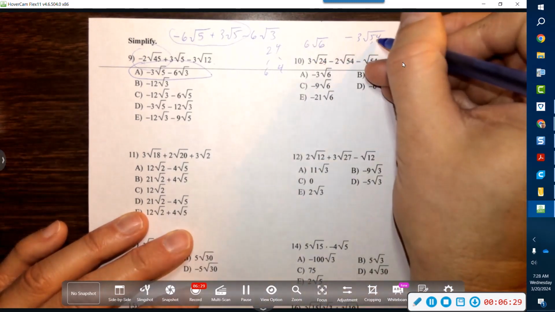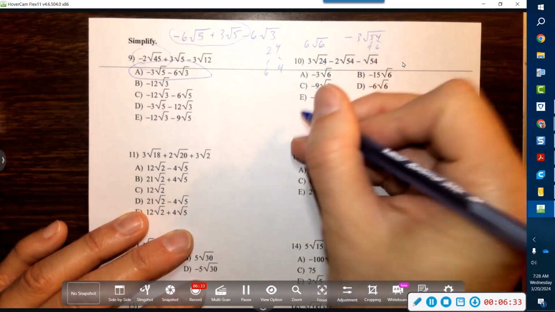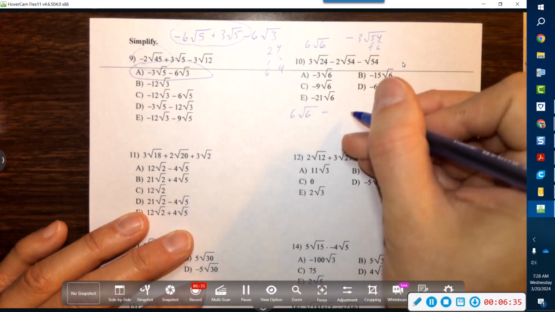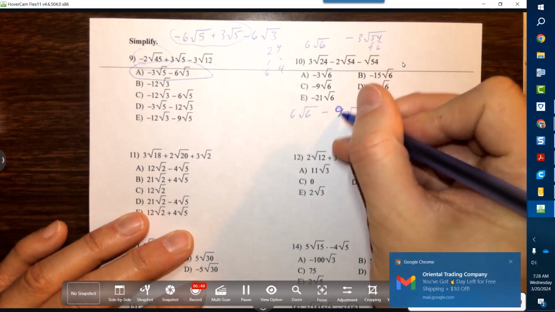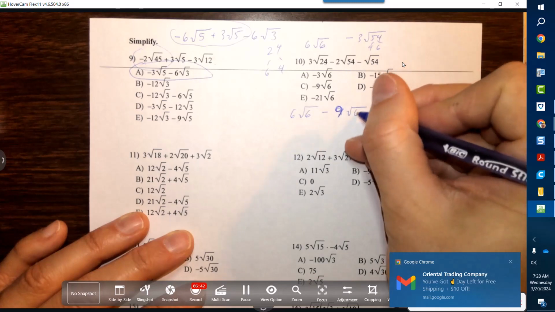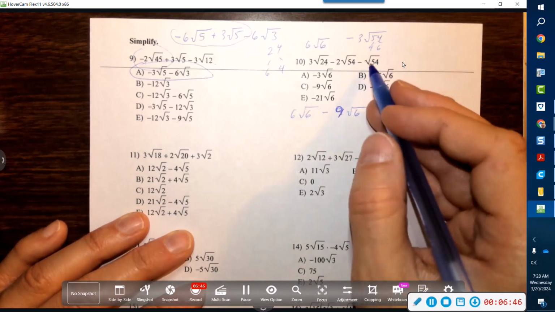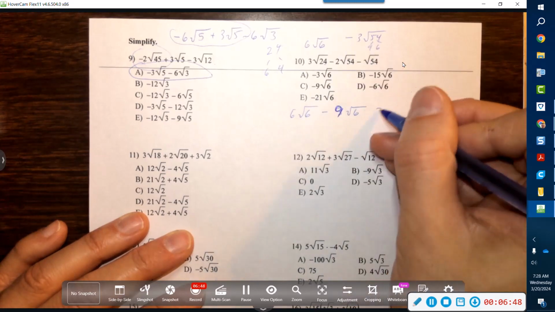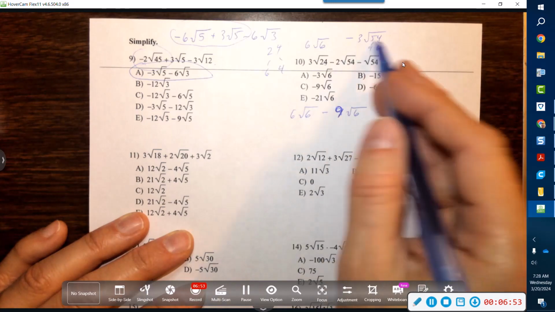Alright, now 54, that's going to be 9 times 6, so a pair of 3's will come out. So I'm going to have 6 radical 6 minus 3 radical 6. And then we're going to get radical 6. And then that one's the same thing. No, wait a minute. We already combined those, so that's it. So we got -3 radical 6. We already combined those two to make this.